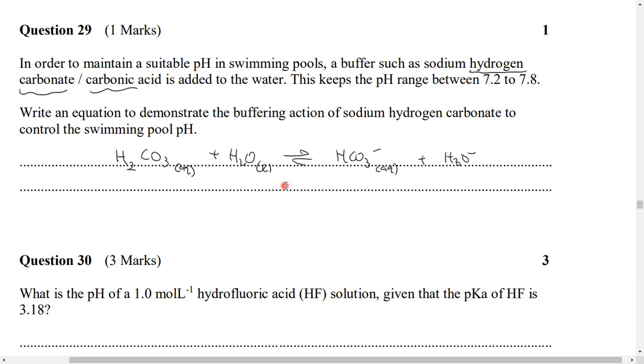And that will give you an H3O plus. So whatever equation you write, you want to have the hydrogen carbonate and the carbonic acid both there. Okay. That will demonstrate the buffering action because this is an equilibrium situation.